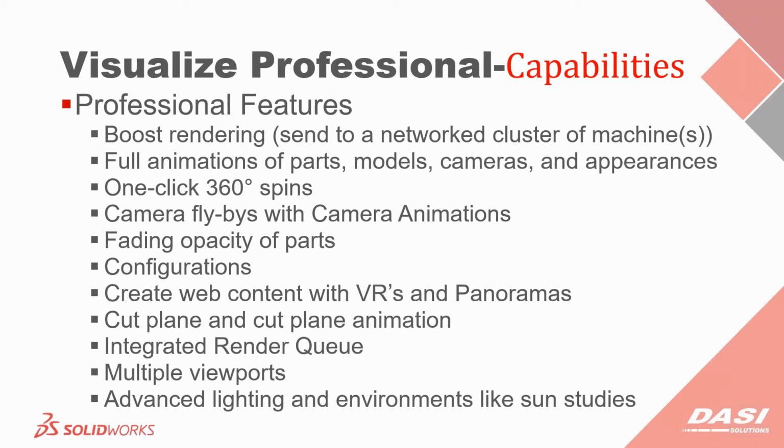And then the other question I get a lot is, what are the capabilities of Pro? This is just a summary list I put together of all the different capabilities that Professional has. It has boost rendering, so you can send out to a network cluster of machines to help with the workload for the rendering process. Full animations of parts, models, cameras, and appearances. We talked about the one-click 360 spins or the turntable. You can do camera flybys with camera animations. You can fade out opacity of parts for an assembly that's being exploded.